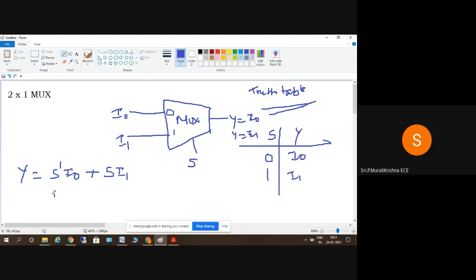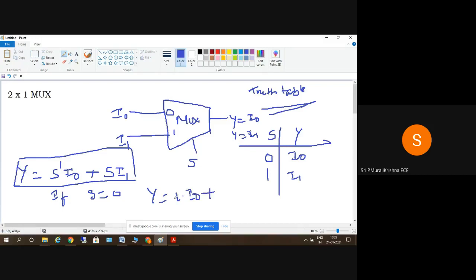If S is equal to 0, this is the equation from the truth table here. What happens to Y? S dash is 1 when S is 0, so 1 into I0 plus 0 into I1. I'll get 0 for the second term, so Y will be equal to I0. Hence the functionality is verified.